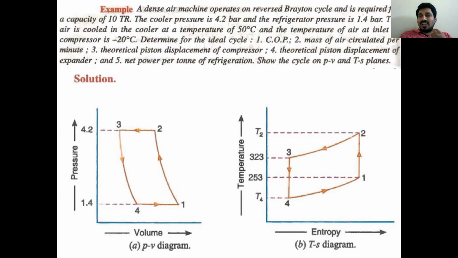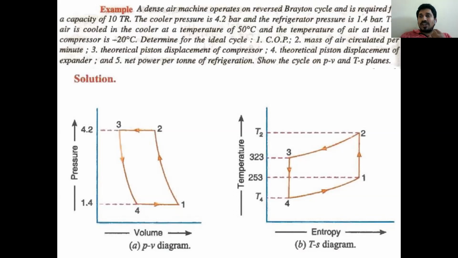You can see it on the TS diagram. Next is the temperature of air at the inlet of the compressor. The compressor is placed between sections 1 and 2, so inlet means 1, exit is 2. Before entering the compressor, at section 1, the value is given as minus 20 degrees Celsius. So T1 is equal to minus 20 degrees Celsius, and T3 is 50 degrees Celsius. This data was given in the problem.